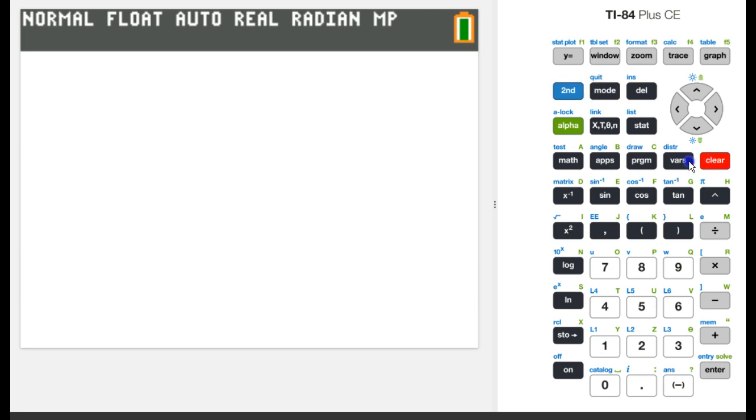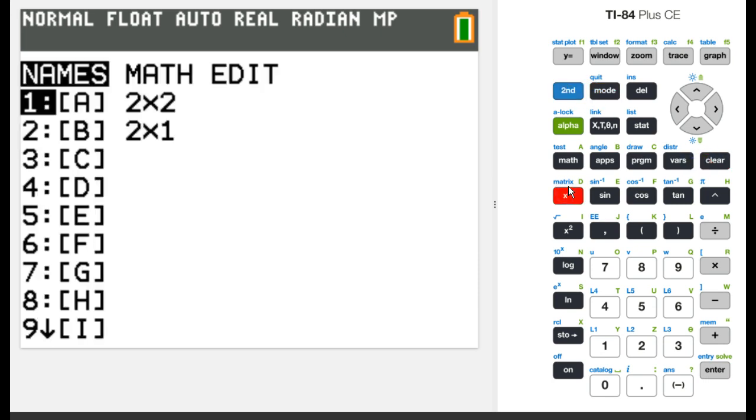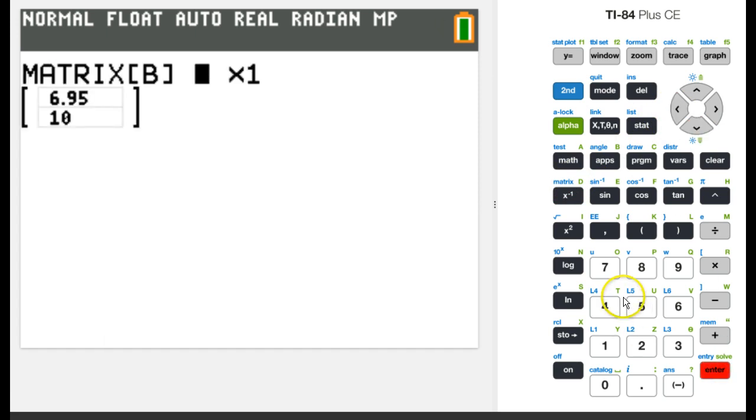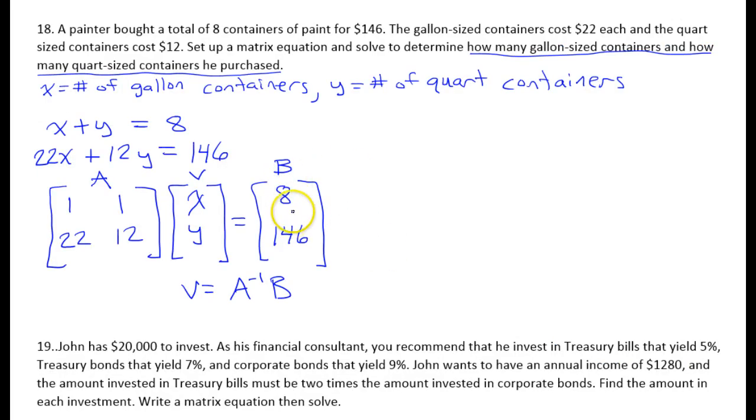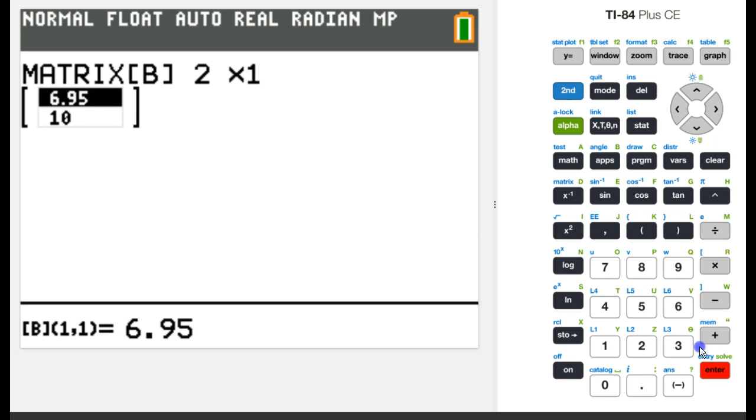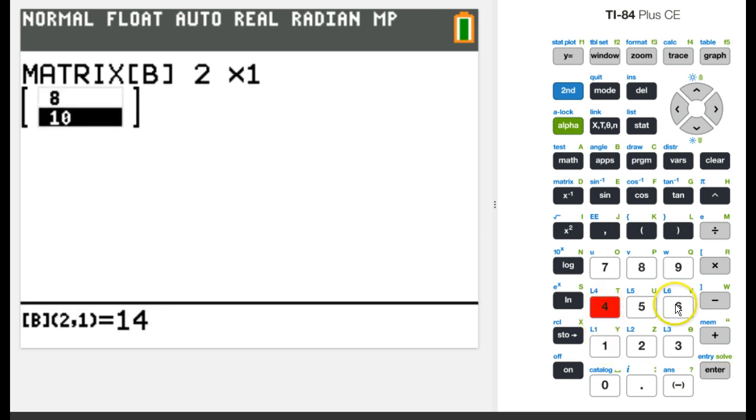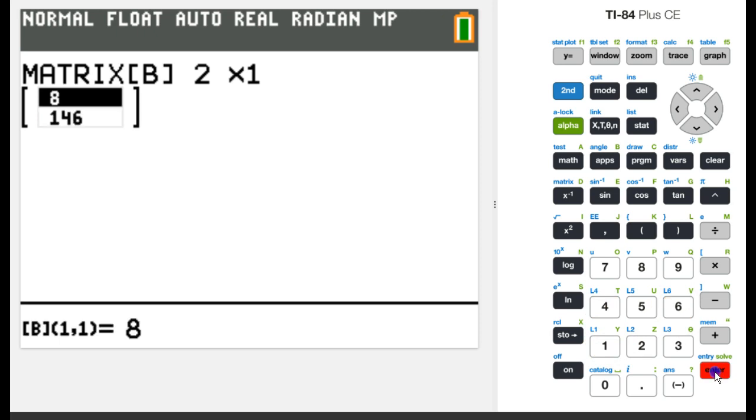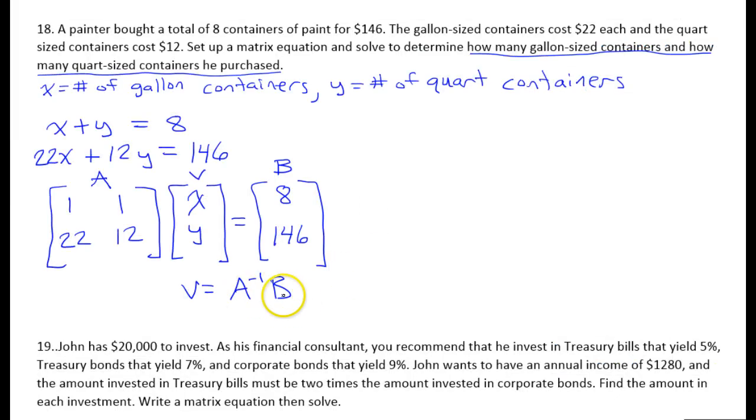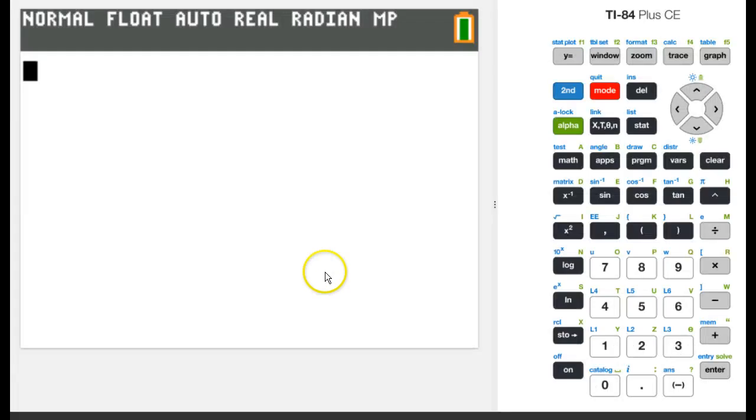Let's clear the screen. Go back to the matrix area again. Go back to editing. Go down to matrix B. Okay, still a 2 by 1 matrix, 8 and 146. So I'm just going to get down to where I can type in 8 and 146. Alright, quit your way out, second mode. Now we need A inverse B on the calculator screen.